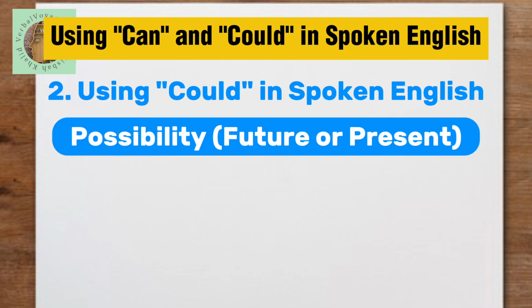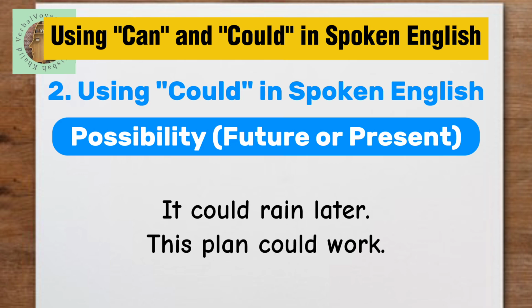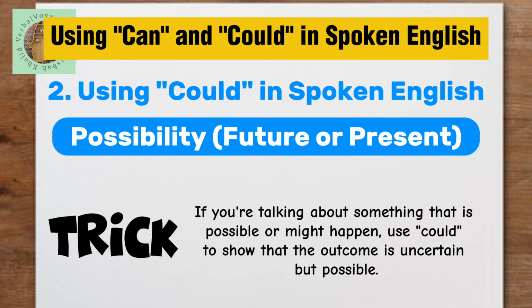Use could as a possibility in future or present. For example, it could rain later. This plan could work. Trick to remember this: if you're talking about something that is possible or might happen, use could to show that the outcome is uncertain but possible.